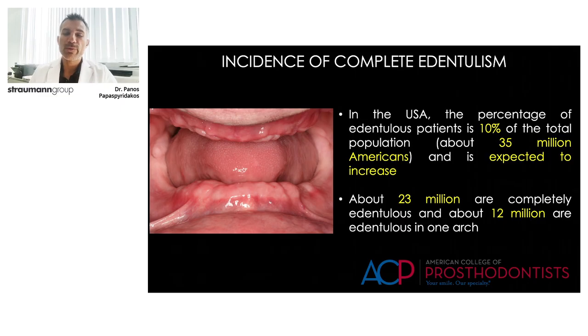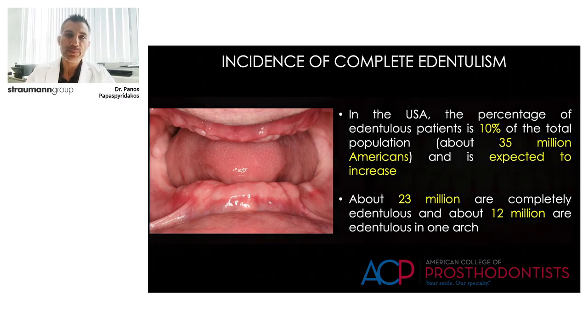So according to data from the American College of Prosthodontists, in the United States, the percentage of edentulous patients is 10% of the total population, approximately 35 million Americans, and this number is expected to increase mainly because of the increase of life expectancy. Patients and people live in general longer, and that's why we are expecting to have an increase in the amount of edentulous patients. About 23 million are completely edentulous, and about 12 million of them are edentulous in one arch.